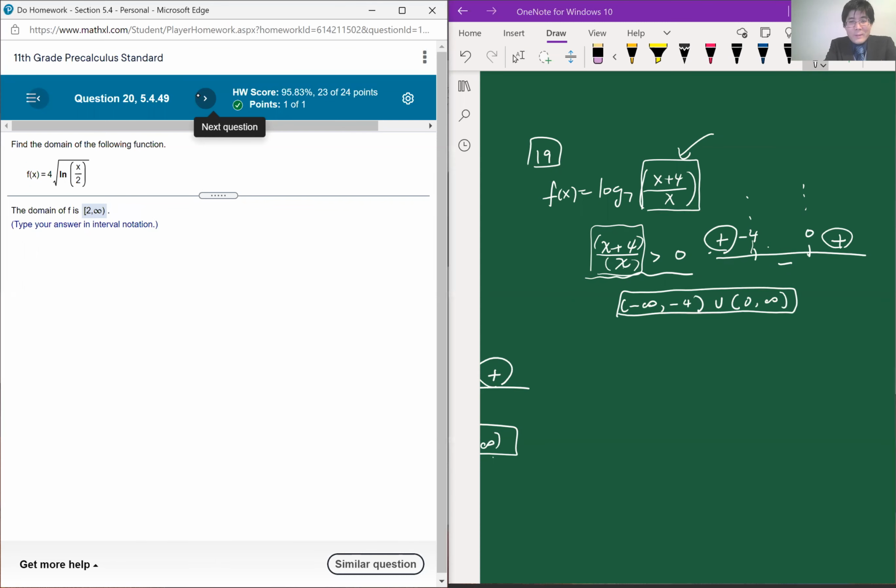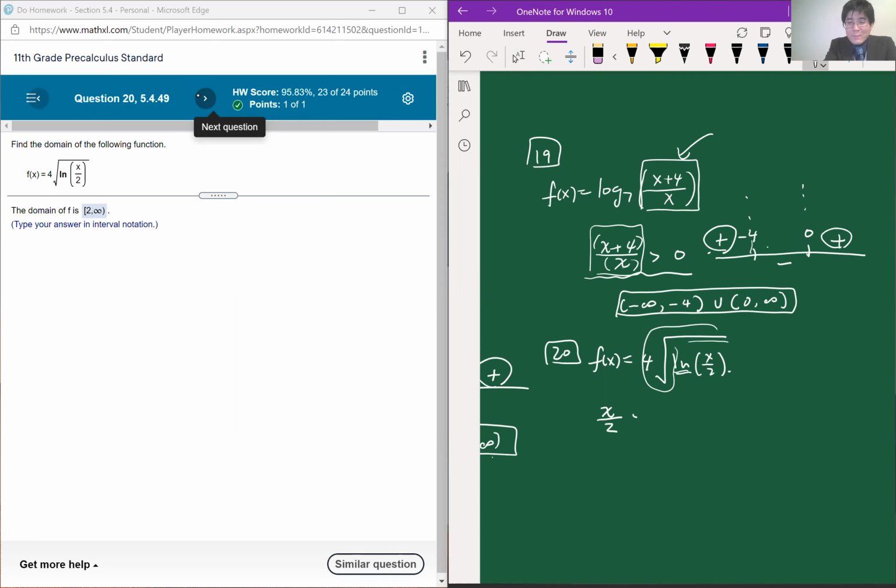Next one, mixed problem. f(x) is equal to 4 times the square root of ln of (x over 2). To think about the domain of this function, you need to be aware there is a restriction for the log function, and also a restriction on the square root function. First restriction, the log: any number inside the log function must be positive. The second restriction is that inside the square root must be greater than or equal to 0.